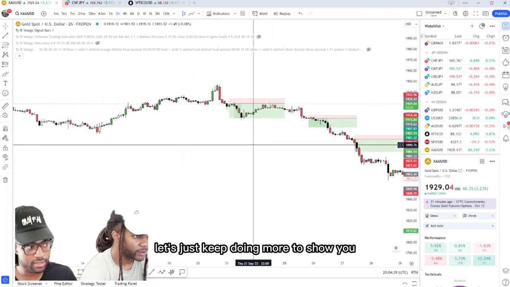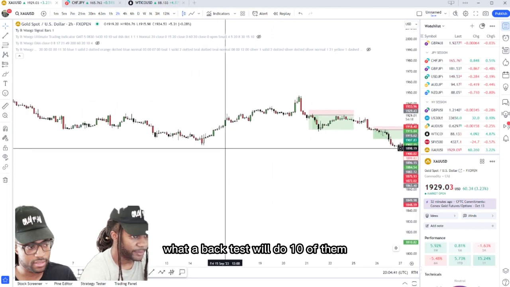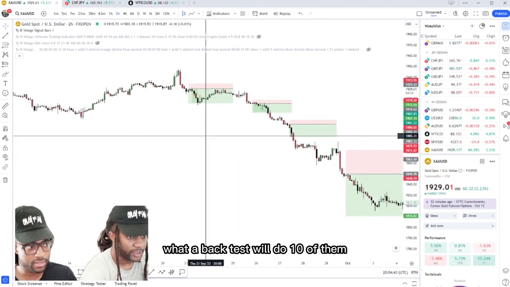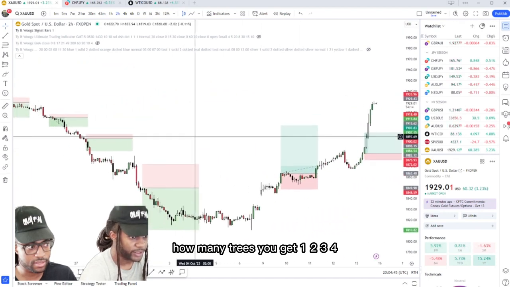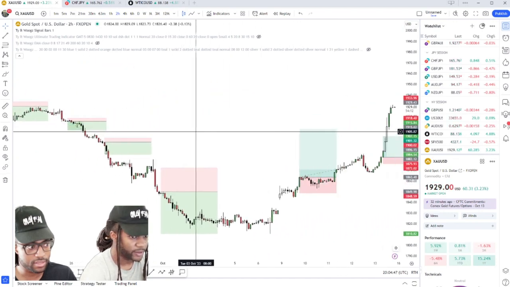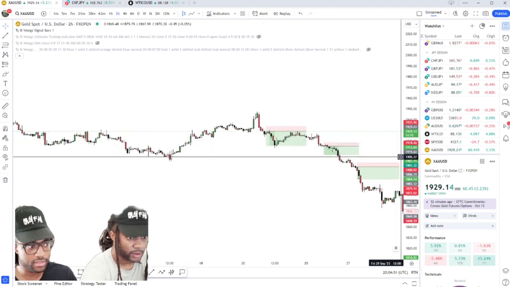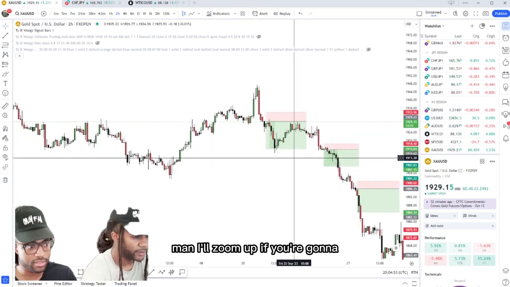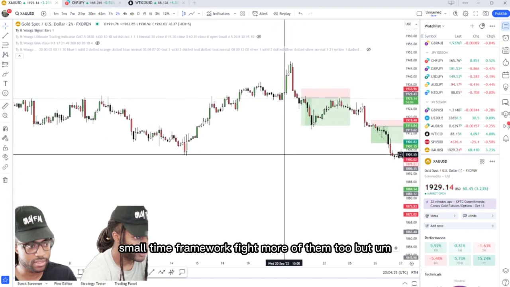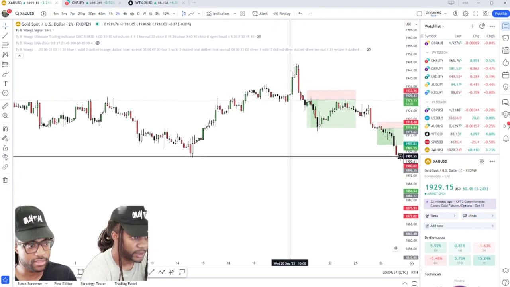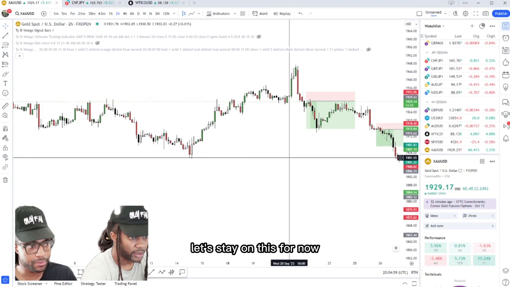Let's just keep doing more to show you what a back test is. We'll do 10 of them, so you can see out of 10 trades how many trades you get. 1, 2, 3, 4, 5, 6. Let's find more. Come in. I'll zoom up. If we go on a smaller time frame, we'll find more of them too. But let's stay on this for now.